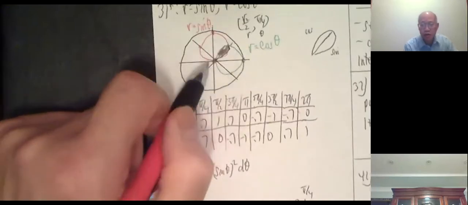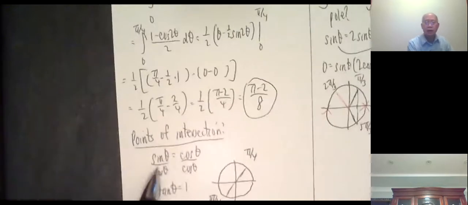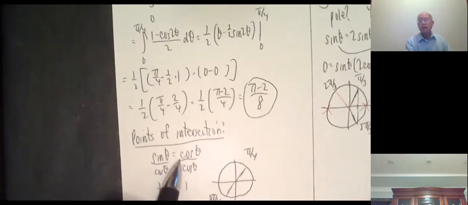Now you can just look at the picture. They touch at 0 and pi over 4. Okay, but what happens when we actually try to solve this? Okay, and we'll do that after we break.